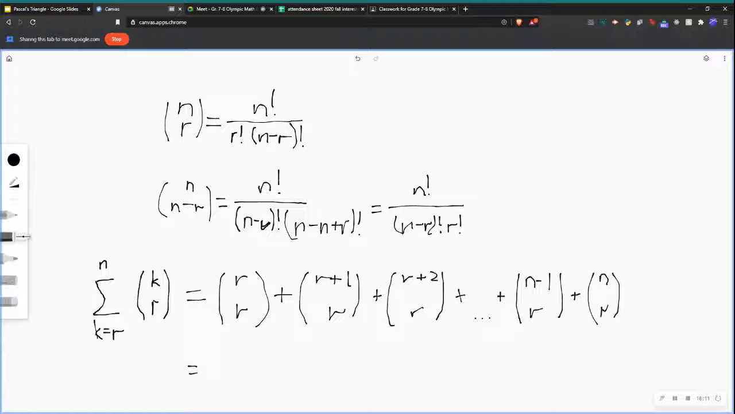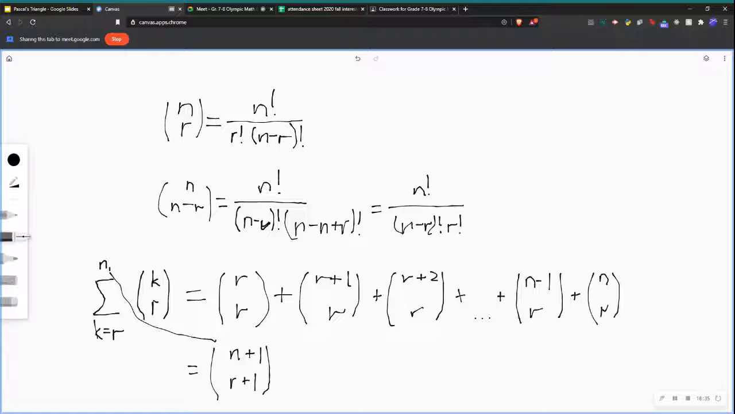And then the hockey stick identity tells us that this whole expression is equal to n plus 1 choose r plus 1. So it really simplifies this. Instead of having to add up all these terms together, we can just simplify it with this expression, n plus 1 choose r plus 1.